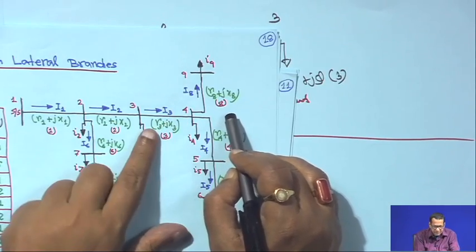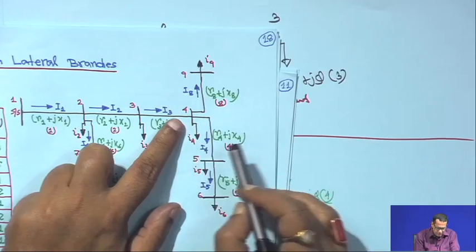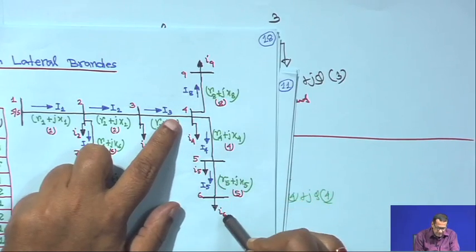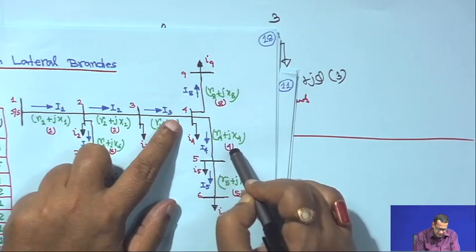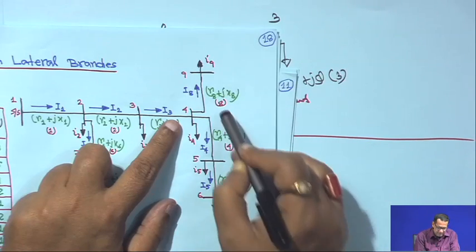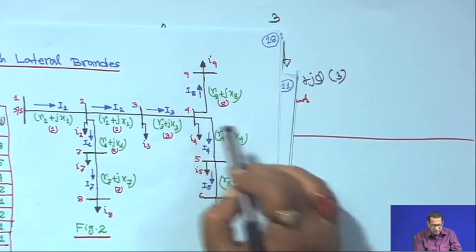Similarly, the reactive load fed through this node, that is Q 4, will be Q L 4, Q L 5 plus Q L 6 plus Q L 9 plus the reactive power loss of branch 4, branch 5 and branch 8. That is the total load fed through node 4.